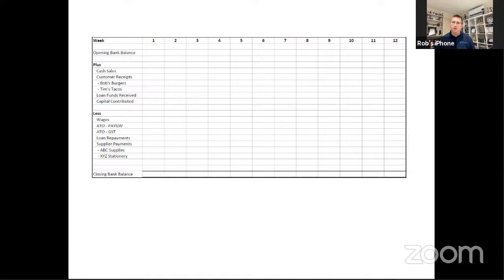We then go on to our expenses, and we kick things off. Again, it's in no particular order, but we're looking at wages. So we obviously know on a fairly consistent basis, this one's really easy to project. We know who our employees are, unless we've got some casuals, of course, that's a little bit harder. But we've got our wages. So again, we can plug those into each of the weeks as we go along.